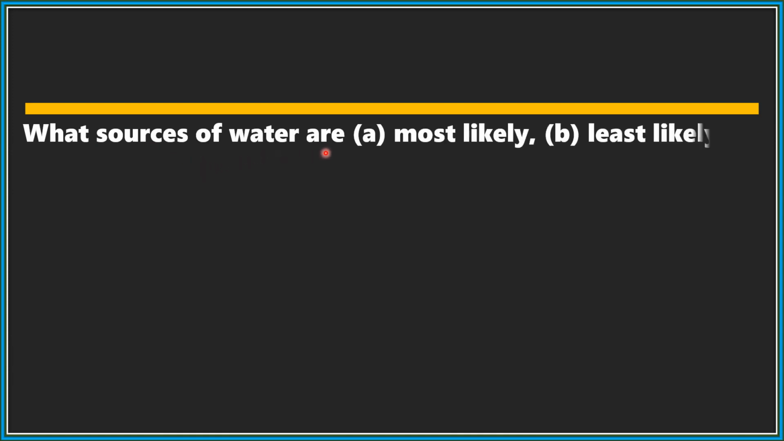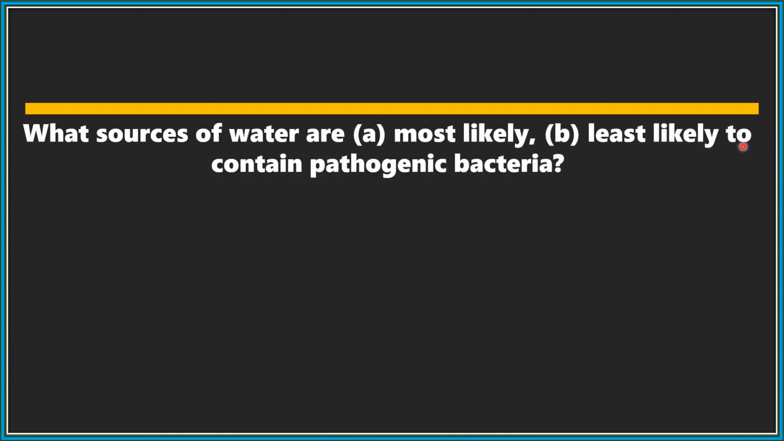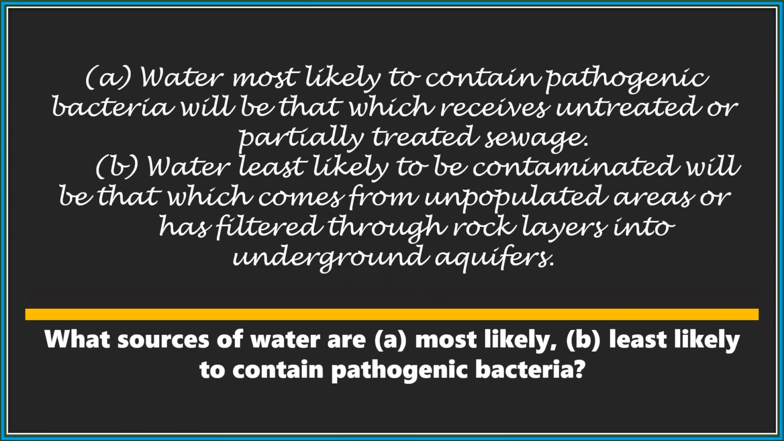What sources of water are least likely to contain pathogenic bacteria? Water most likely to contain pathogenic bacteria will be that which receives untreated or partially treated sewage. Water least likely to be contaminated will be that which comes from unpopulated areas or has filtered through rock layers into underground aquifers.